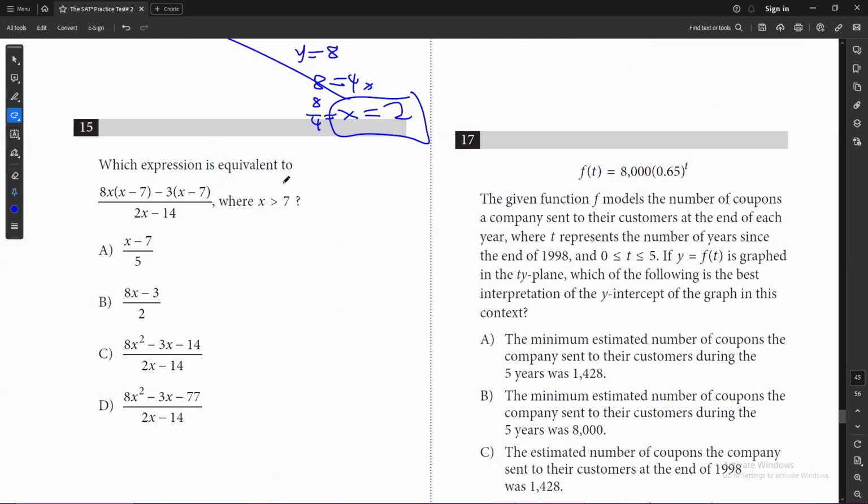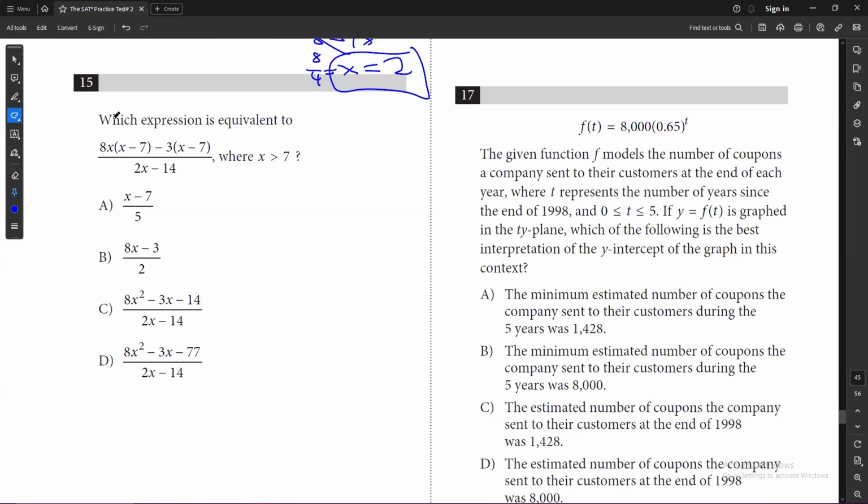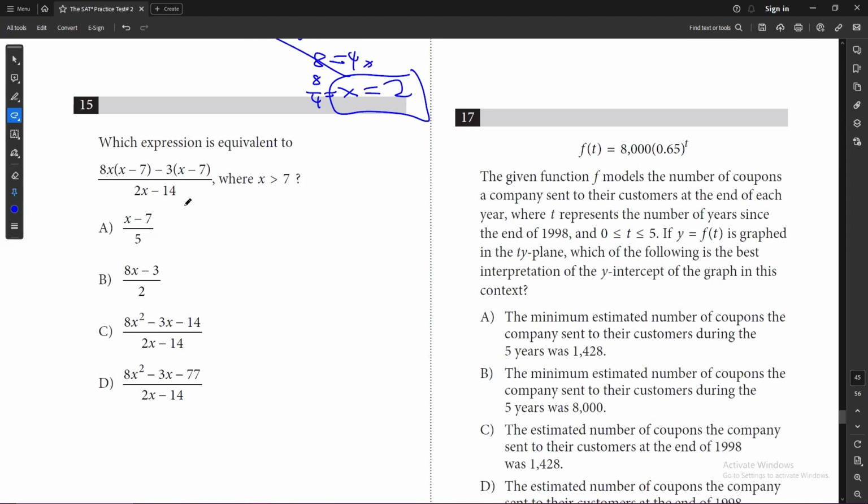Which expression is equivalent to this? Another gigantic expression, a fraction, where x is greater than 7. By the way, in cases like this, you can never use x as a value of 7 since you're going to obtain a value of undefined. So this would be undefined if x was 7. Anyway, just keep that in mind. Sometimes they ask questions like that.